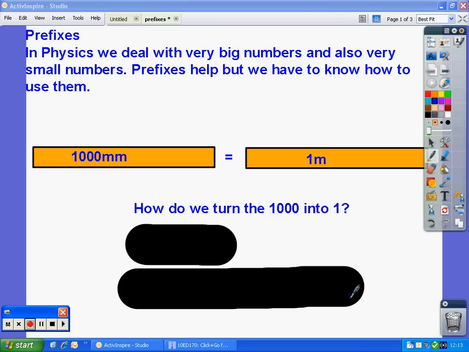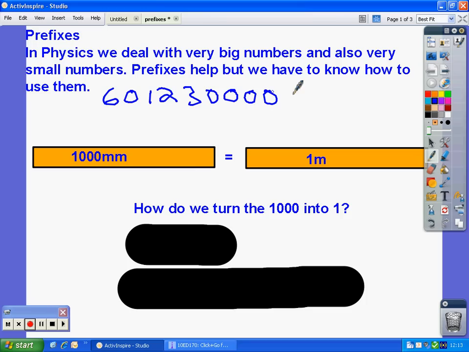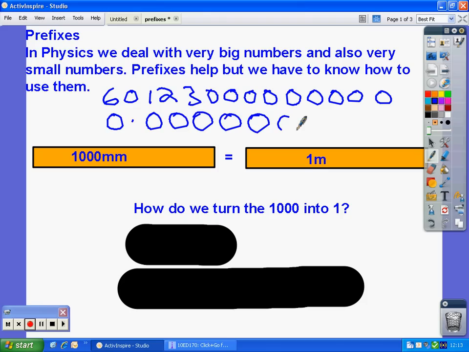Now, it doesn't matter whether you're writing big numbers or small numbers. They can take up a huge amount of space. To overcome this problem, we often use prefixes.